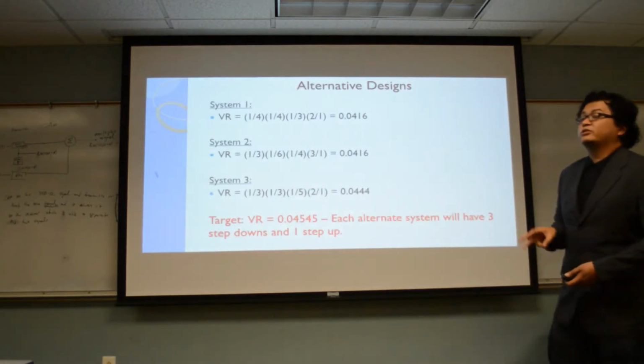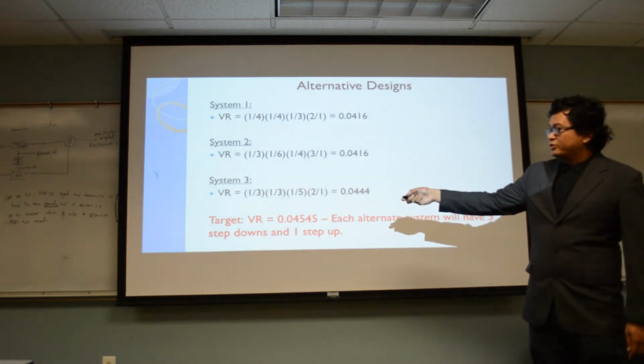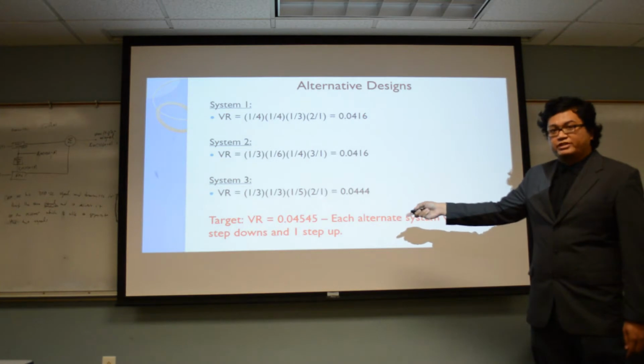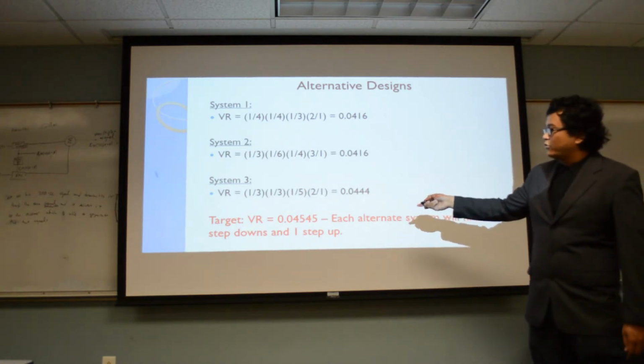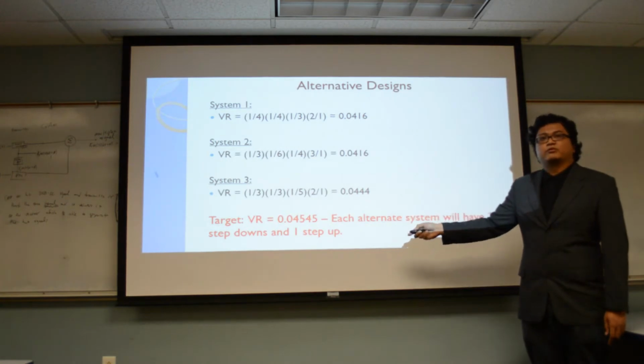Alternative designs. We had 3 systems. The most accurate one was system 3, which had 1:3, 1:3, 1:5, and 2:1 ratios. That came to 0.0444, so it was close to our target value of 0.04545.